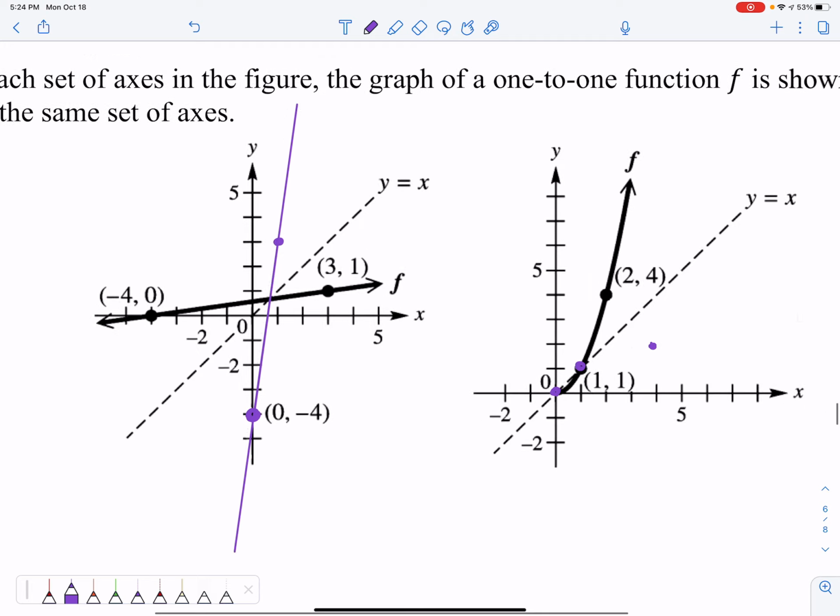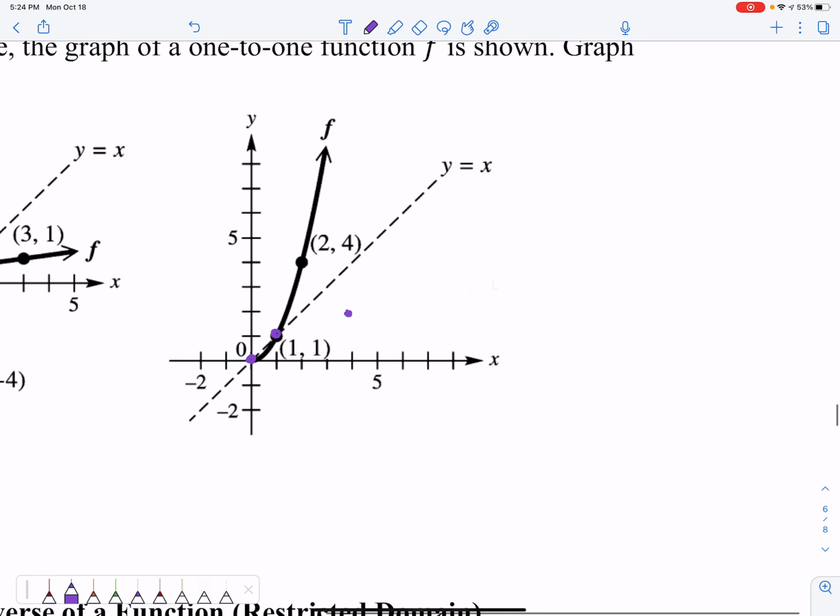All right, let's do that to this one over here. So I've actually marked the 3 points: 0, 0, 1, 1, and 2, 4. And so when I trade 0, 0, I get the same spot. When I trade 1, 1, I get the same spot. But then when I trade the 2, 4, I'm going to be graphing at the coordinate 4, 2. So when I look at this then, it's going to look something like this.